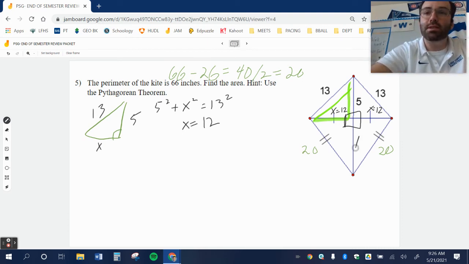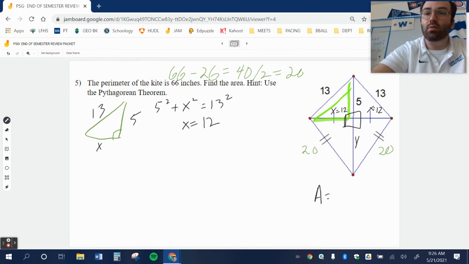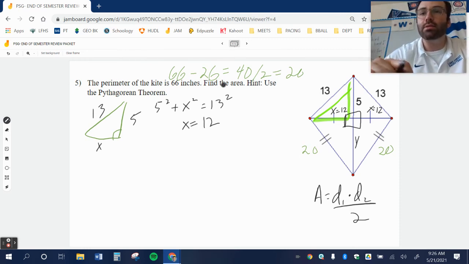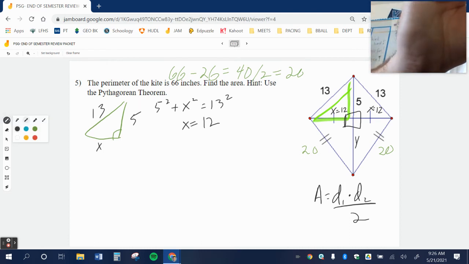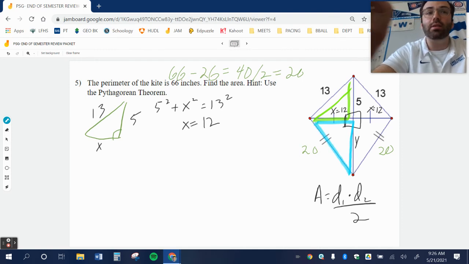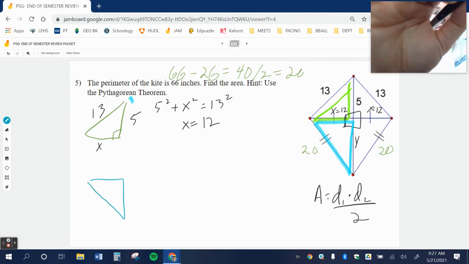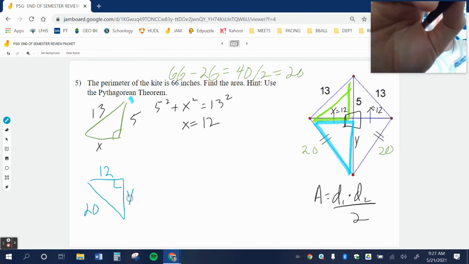Next, I want to find this piece, because how do you find the area of a kite? It's 1/2 d1 times d2, or d1 times d2 all over 2. I have one of the diagonals right here, 24. I have to find this other piece now. Again, it says to use the Pythagorean theorem. We have another right triangle, our blue right triangle. I'll draw it over here: this is 12, this is 20, and this is our y.